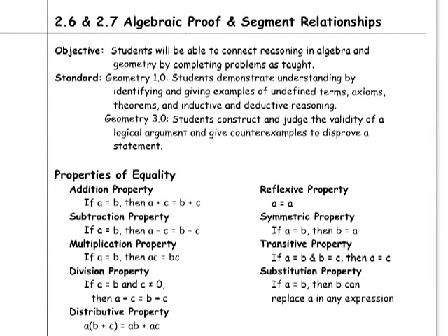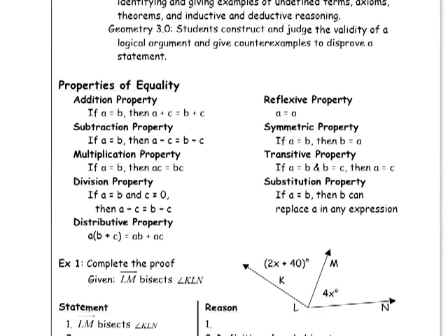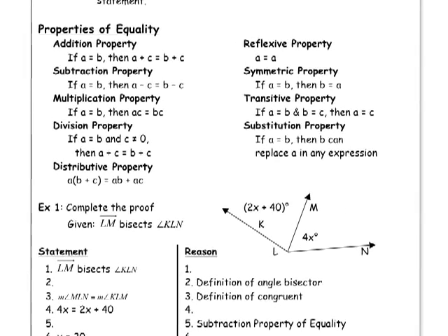Okay, so today we're going to go over algebraic proofs. But before we do that, we need to familiarize ourselves with some properties. These are all properties that you've used before, but we just need to address them again. So these first four are addition, subtraction, multiplication, and division properties of equality.